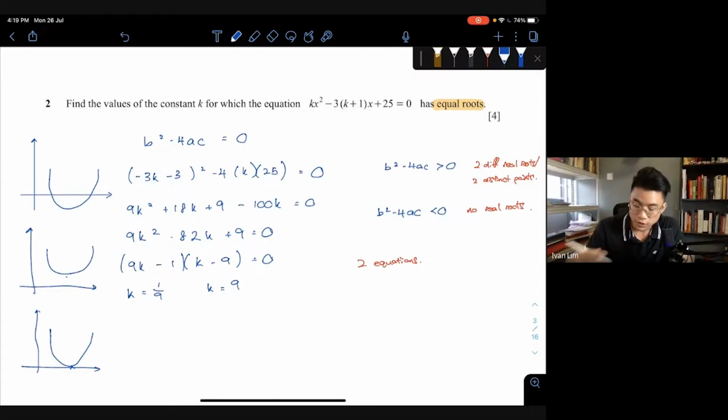The other possible way they can ask you this question is when they give you two equations. One equation is a straight line equation, some form of y equals mx plus c. The second one they give you is a quadratic equation.